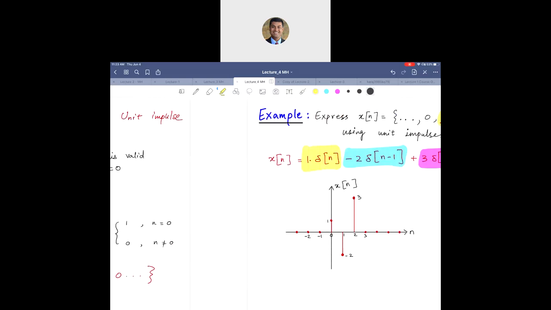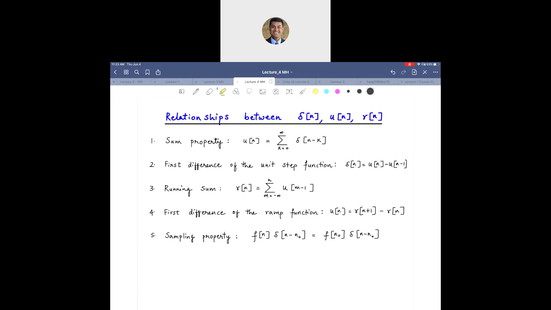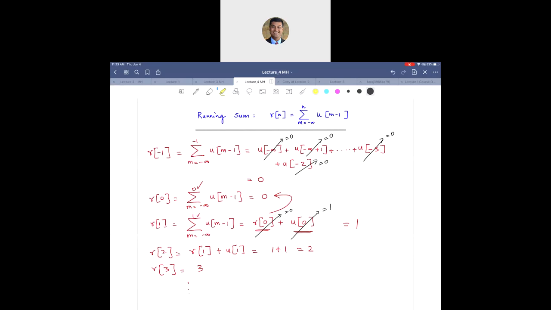Let's move on here. Ramp sequence. We did this, this. We also did this. Let's do the first difference of the ramp function. So r of n plus 1 minus r of n, the claim is that it is the same as u of n. Let's try to quickly look at that.